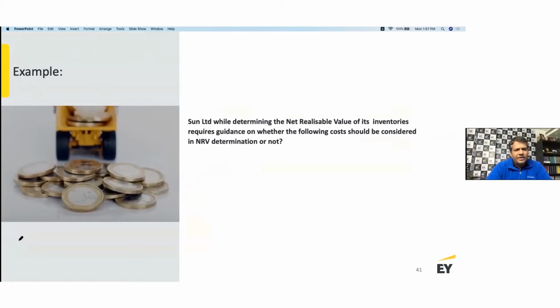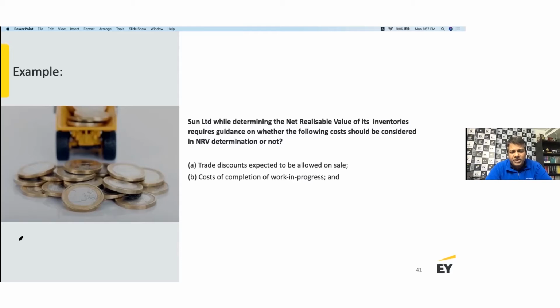Now, Sun Limited, while determining the net realizable value of its inventories, requires guidance on whether the following cost should be considered in NRV determination or not. Trade discount expected to be allowed on sale. So if I were to offer a trade discount, that is in a way a sales cost. If I cannot sell it at market price, now I have to offer a discount. So that has to be considered in determining my NRV.